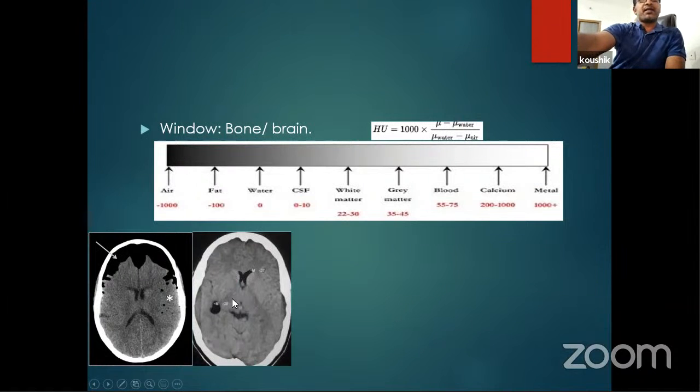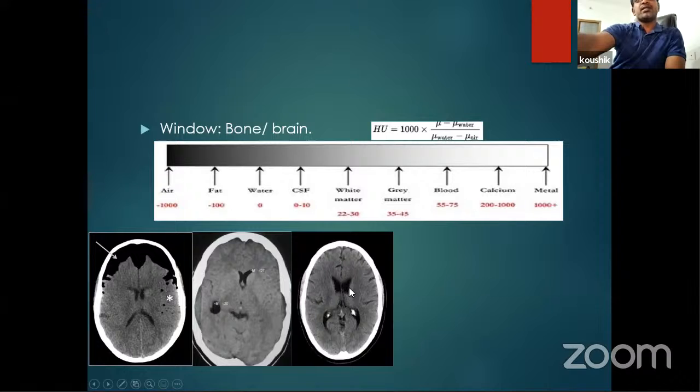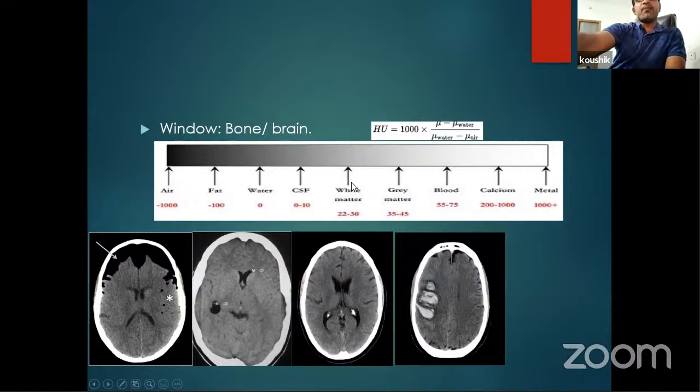Then comes the fat, which is similar to the subcutaneous fat. The density is similar to that of the subgaleal fat. And then comes the water density, which is nothing but the CSF. Then comes the white matter. The white matter is usually hypodense. That is, hypo is less dense and hyper is more dense. So the bone is hyperdense and the air is hypodense. The white matter contains a lot of fat, so it is relatively hypodense when compared to the gray matter.